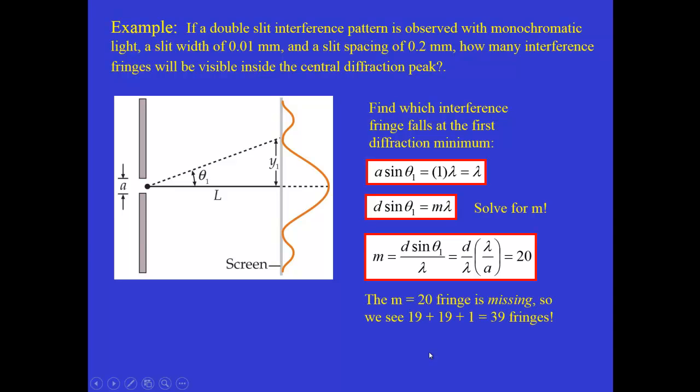So we've got a fringe at the center, which is m equals 0, and then there are 19 more on either side of the center that are visible, and the 20th one is missing. So 1 for the central peak plus 19 on each side gives us 39. The answer to the question is we will see 39 fringes inside this central diffraction peak, and then the next one on either side will be missing. I hope that's helpful, and we'll talk about this more in class.